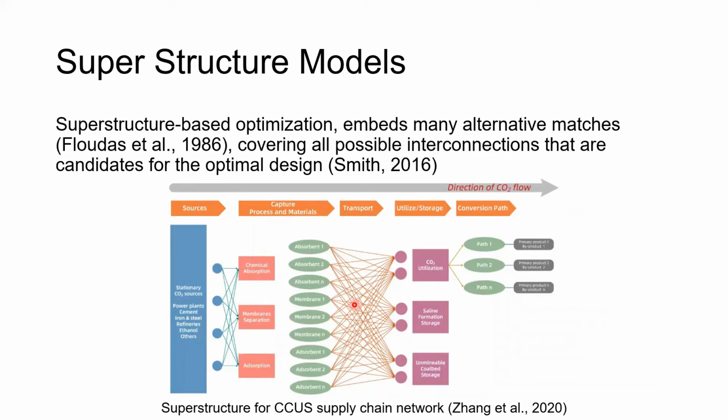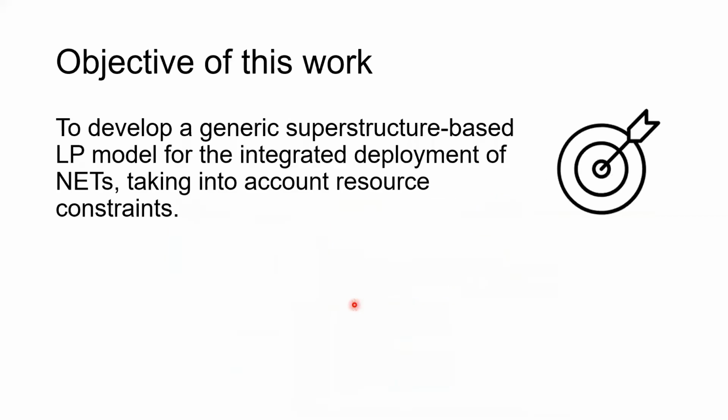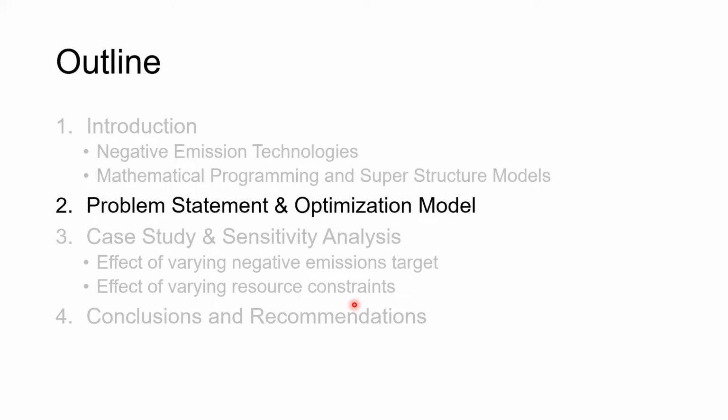To date, no studies have been found on superstructure-based optimization models of NETs under resource constraints, which leads me to the objective of this work, which is to develop a generic superstructure-based linear programming model for the integrated deployment of NETs, taking into account resource constraints. The next part of the presentation is the problem statement and optimization model.